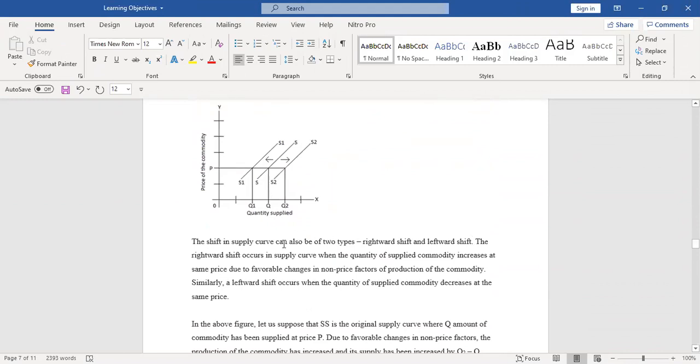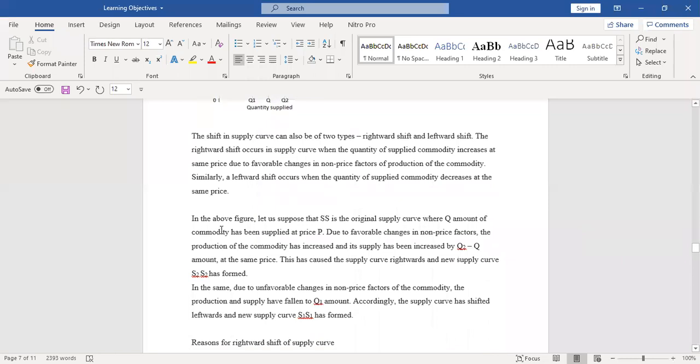The shift in the supply curve can be of two types, a rightward shift and a leftward shift. The rightward shift occurs in supply when the quantity supplied of the commodity increases at the same price. So we're able to supply more. The price of the product did not change, but for some reason, some favorable condition on our part, we're able to supply more. Good? So at the same price due to favorable changes in non-price factors of production of the commodity. Similarly, a leftward shift occurs when the quantity supplied of the commodity decreases at the same price.